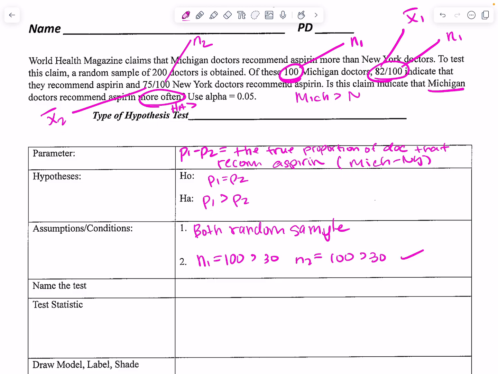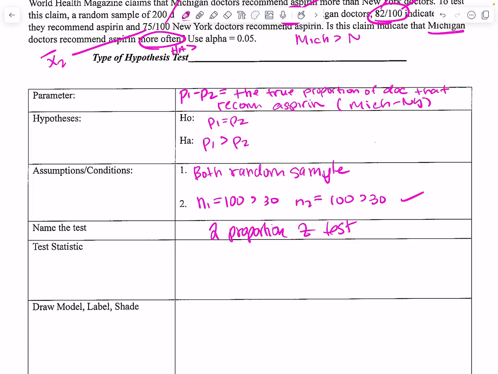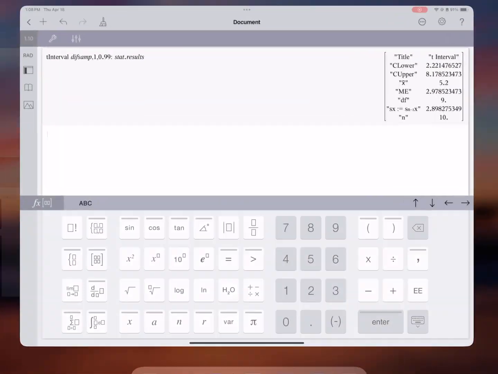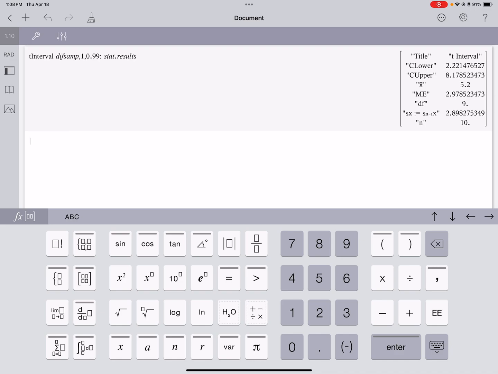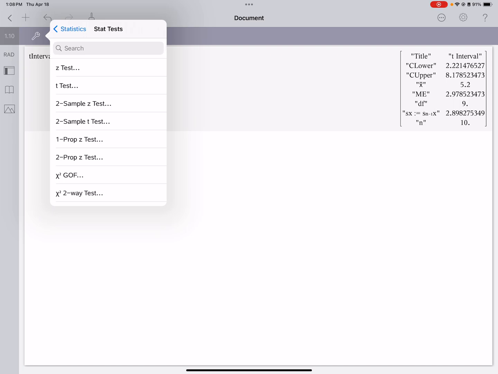The test is a two-proportion z-test. And we're going to find the test statistic. The way that we're going to find the test statistic is we're going to use our calculator, and we're going to go to Menu, Stats, Test, and we're going to go to a two-prop z-test. So let's jump to our calculator. And I'm going to go to Menu, Stats, Test, two-prop z-test.